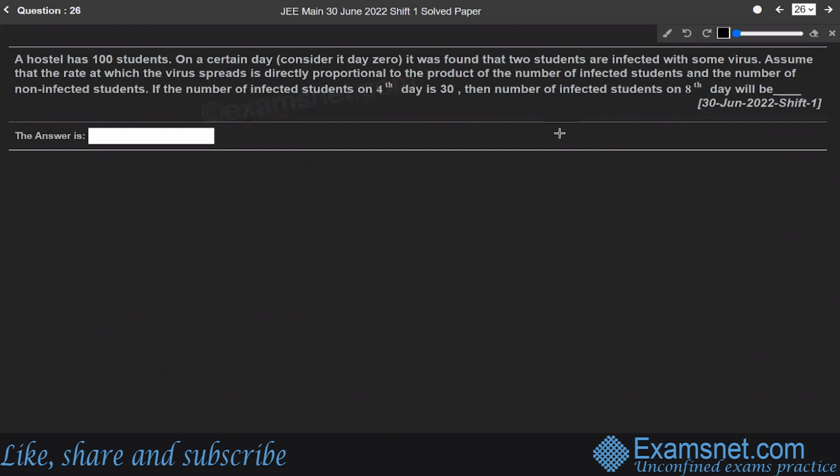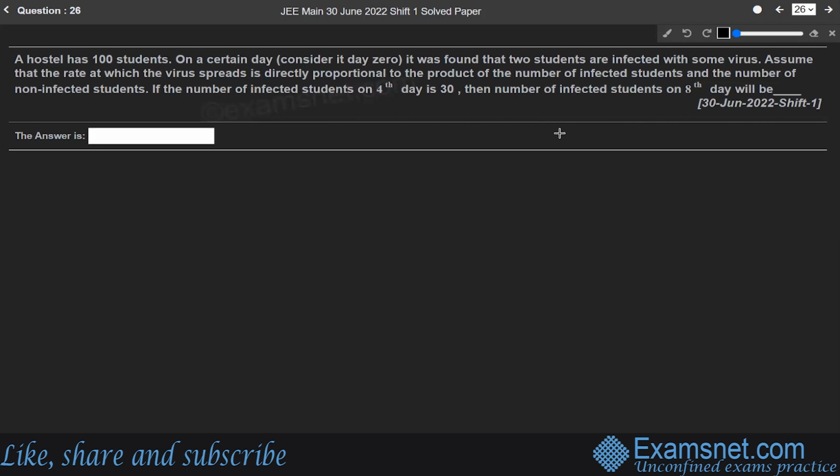Next question is, a hostel has 100 students. On a certain day, consider it day 0, it was found that 2 students are infected with some virus. Assume that the rate at which the virus spreads is directly proportional to the product of the number of infected students and the number of non-infected students. If the number of infected students on 4th day is 30, then the number of infected students on 8th day will be. It is a very interesting question, and this question is very different from all the questions that we have solved. So let us first understand this question briefly.